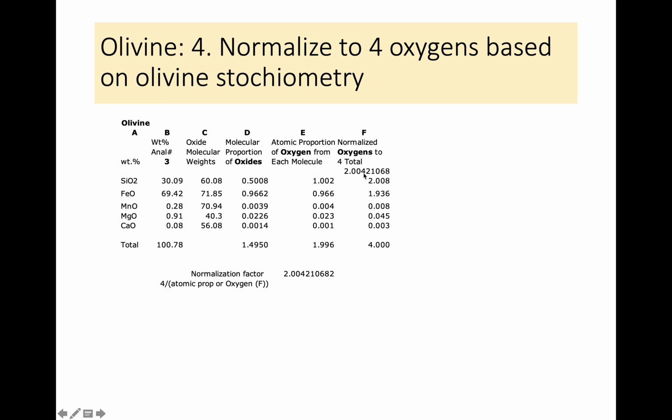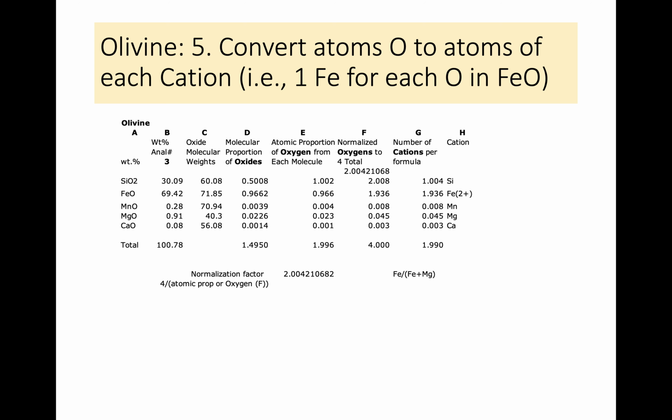So we multiply this times this column, and we get these sums. And you can see when we add those up, the total gives us 4 oxygens per formula unit, as we want. Now we're going to convert these oxygens, which are now normalized to the correct amounts, back to cations.